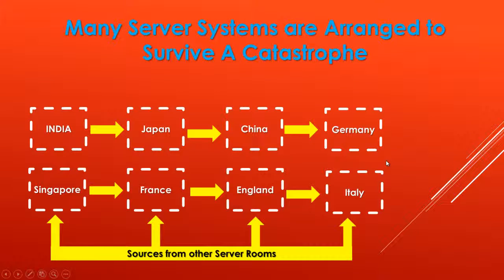Now, many server systems are arranged to survive a catastrophe. In your sources from the server room, you have files that you've stored there. And these files are backed up in different countries. So let's say, for instance, someone was to destroy all the server rooms in the United States, and it would be in milliseconds. Your data would be backed up in Italy, Germany, China. Different countries host the backup systems. So they're redundant as well.